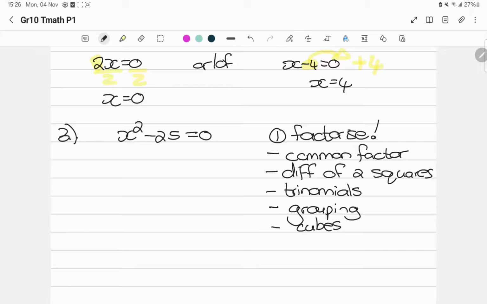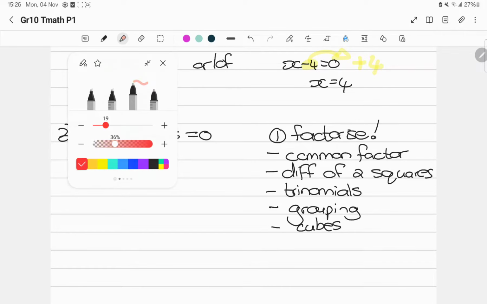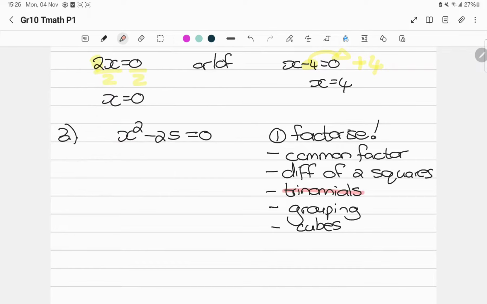So now you must go and ask yourself, which one of these options could it be? Well, I already know that it's definitely not a trinomial because there's only 2 terms.